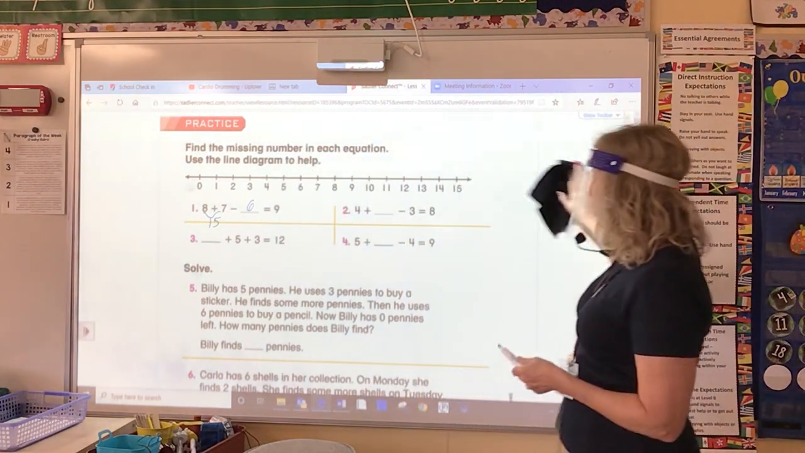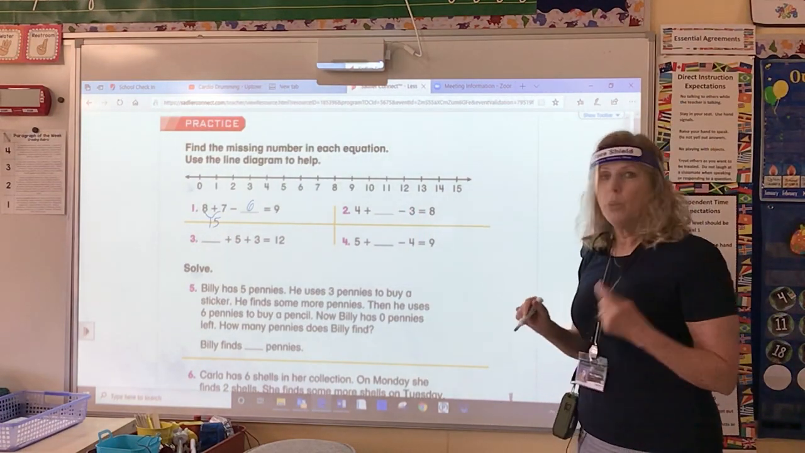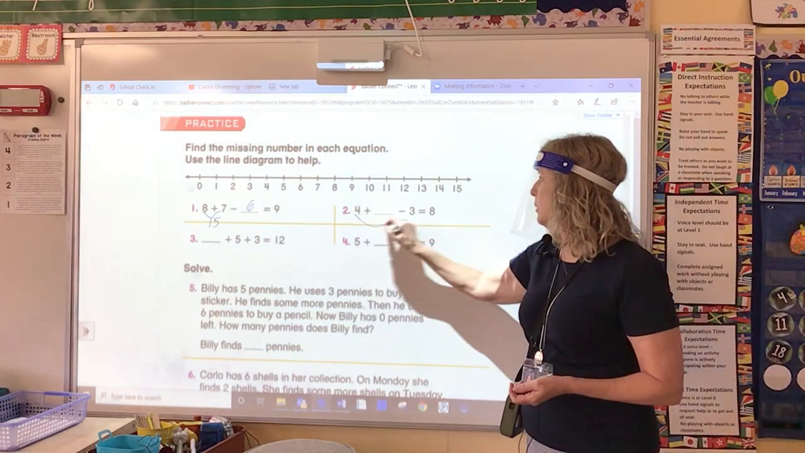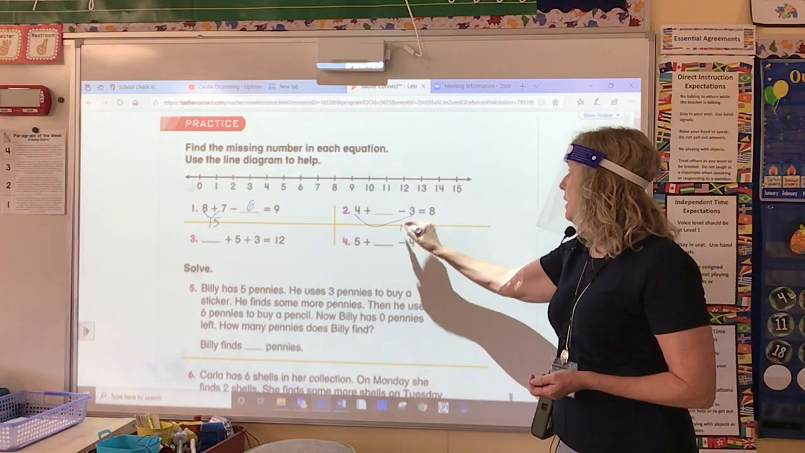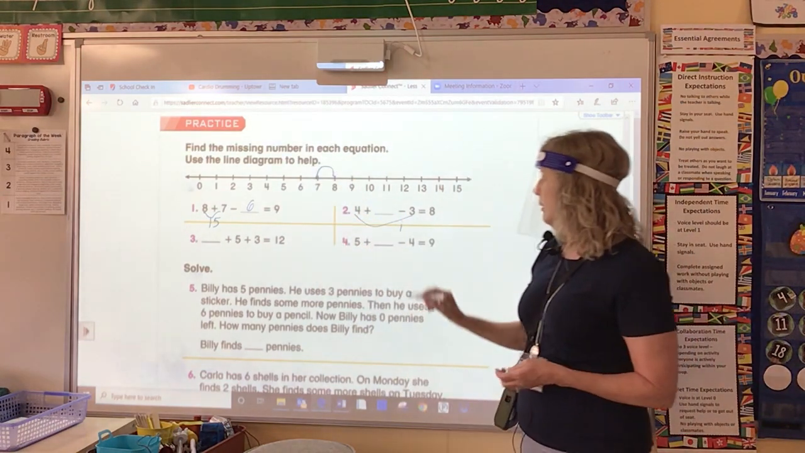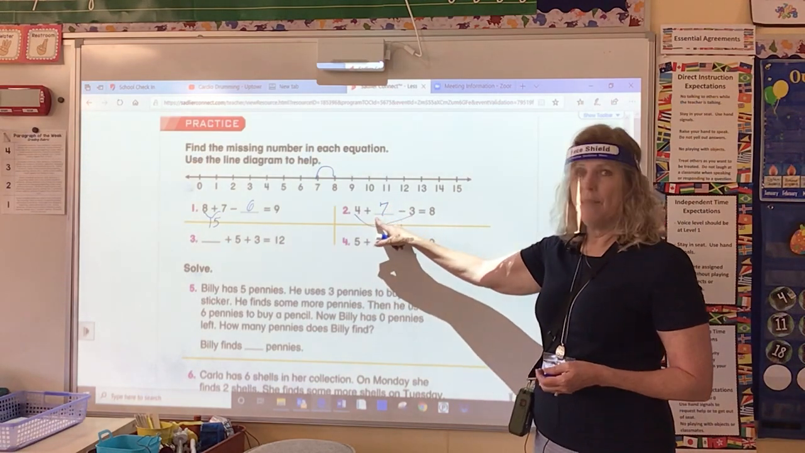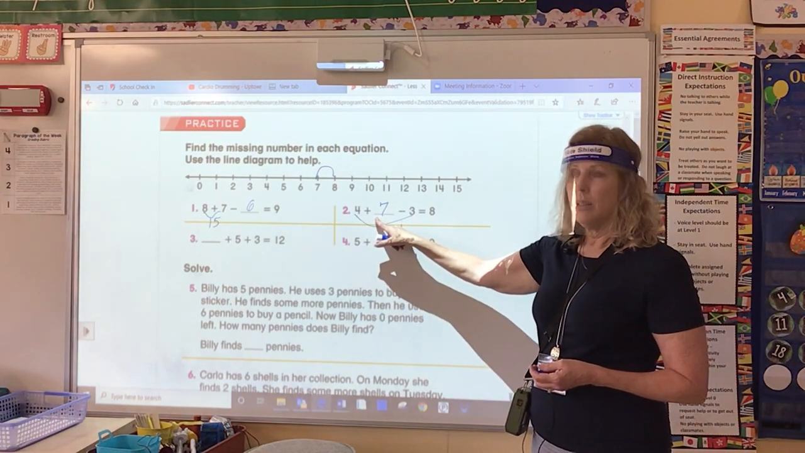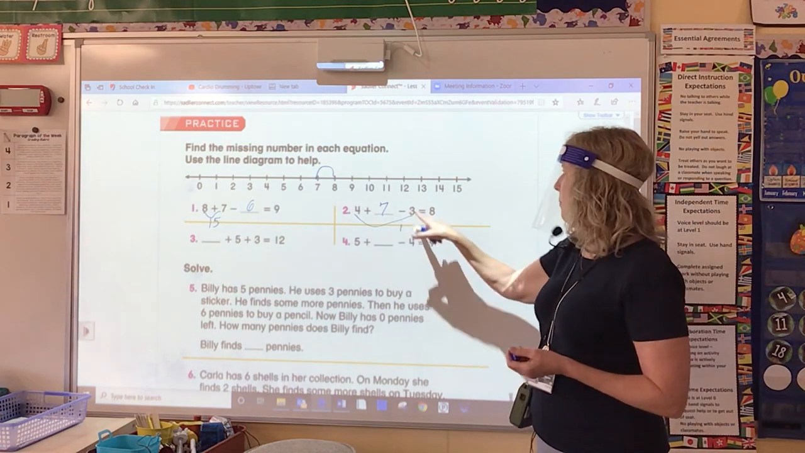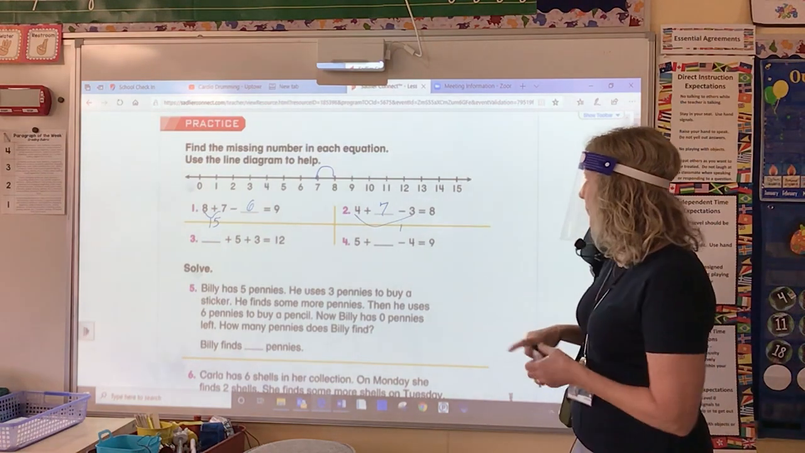All right, let's look at problem 2. 4 plus blank minus 3 equals 8. We're gonna do what we know. 4 minus 3 equals what? 1. So if we start at 8 and we count back 1, that gives us 7. So let's just check to make sure that works. 4 plus 7 equals? 11. Minus 3 equals? 8. There you go.